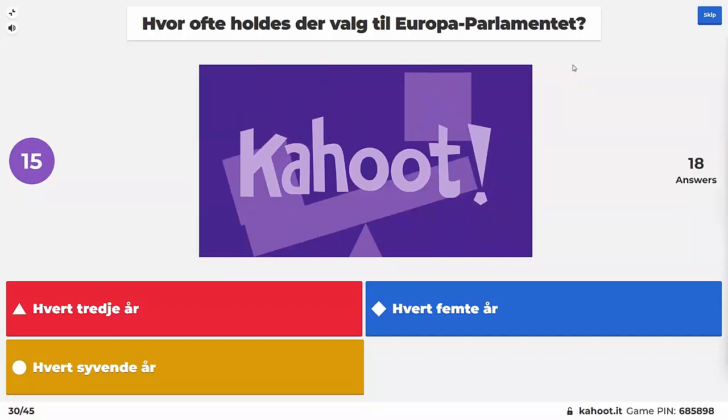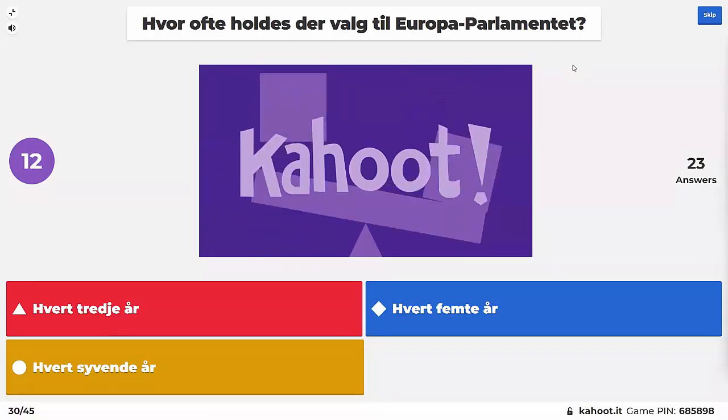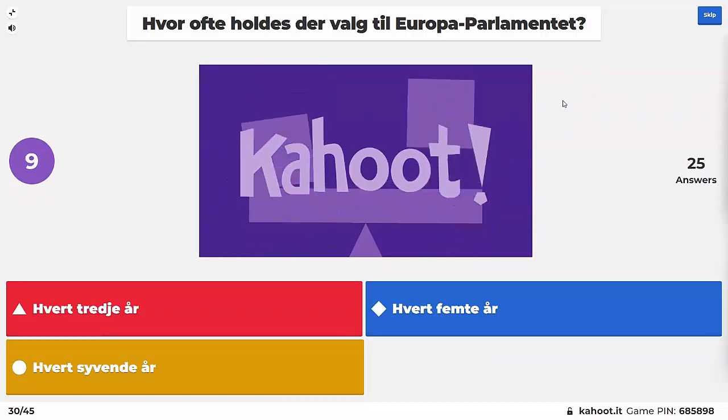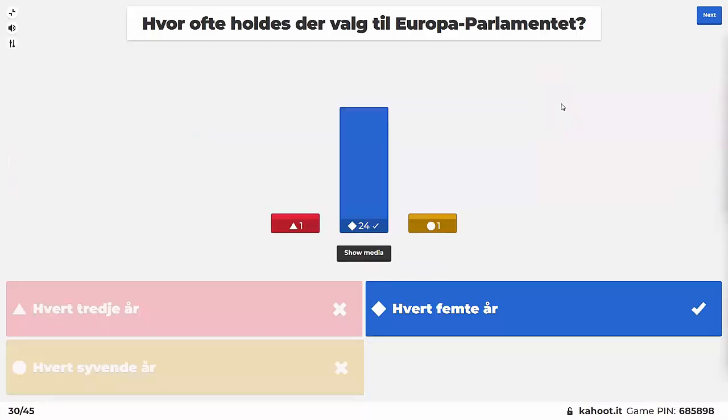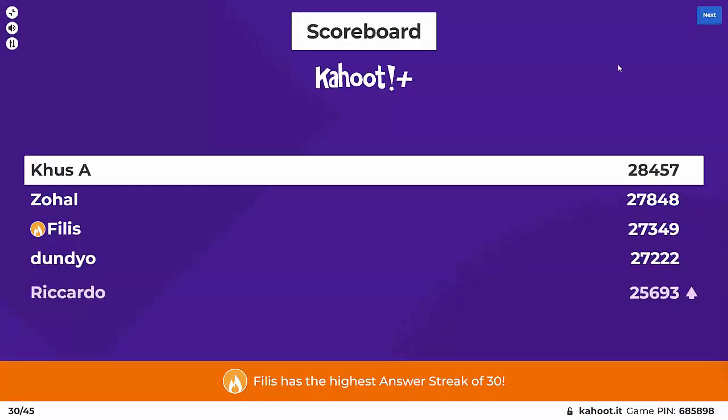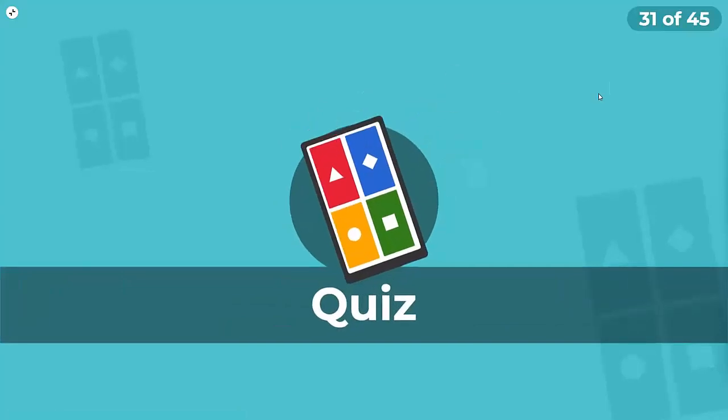Let's see how you guys do on this. Not bad. Every 5 years. So the formula is 4, 4, 5. So 4 years for Folketing, 4 years for commune and region, and 5 years for the European Parliament. So 4, 4, 5. Okay, so Phyllis is holding tight to that number 3 spot. And he's on fire. 30 correct answers in a row. Wow. Oh my! He's on fire! Excellent. Okay, we've got 15 questions to go and we're done with this.